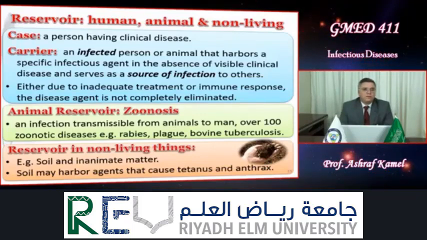Animal reservoir are responsible for a group of diseases we call zoonoses, which is an infection transmissible from animals to man, and we have over 100 zoonotic diseases, for example rabies, plague, and bovine tuberculosis. Reservoir in non-living things like the soil and inanimate matter. Soil may harbor agents that cause, for example, tetanus or anthrax.